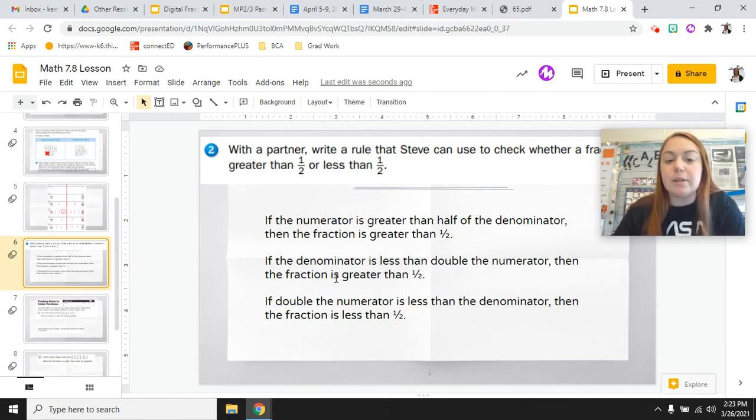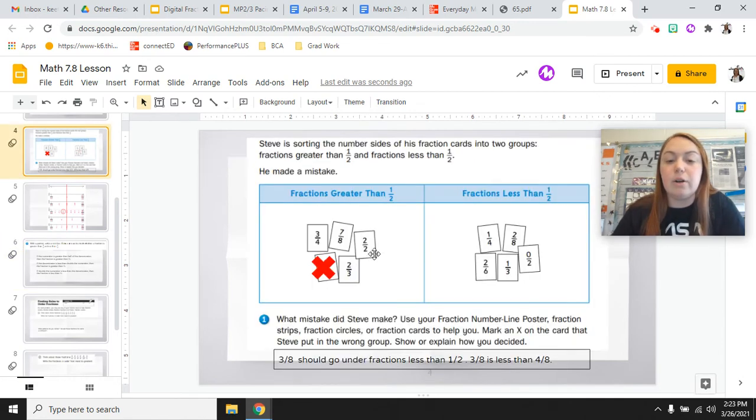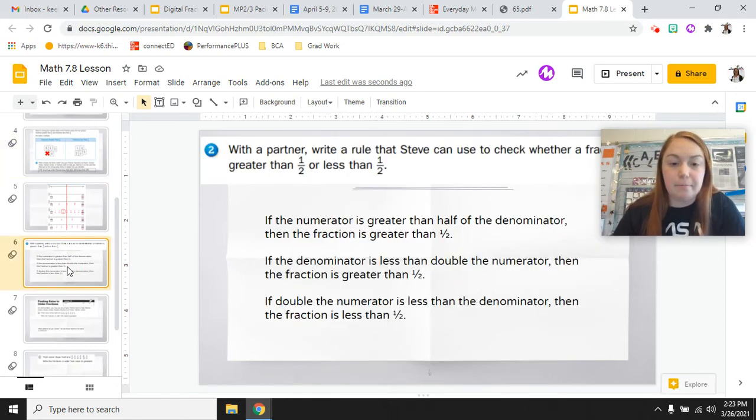The second one says if the denominator is less than double the numerator, then the fraction is greater than 1/2. So if the denominator, the number on the bottom, is less than double the numerator, then the fraction is greater than 1/2. So if the denominator, 2, is less than double the numerator, so that would be double 2, so that would be 4. So if that is less than 2, then it is greater than 1/2.